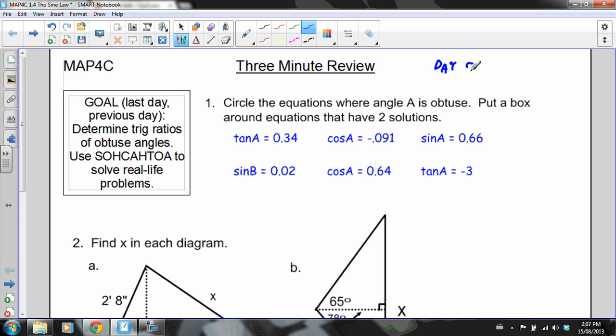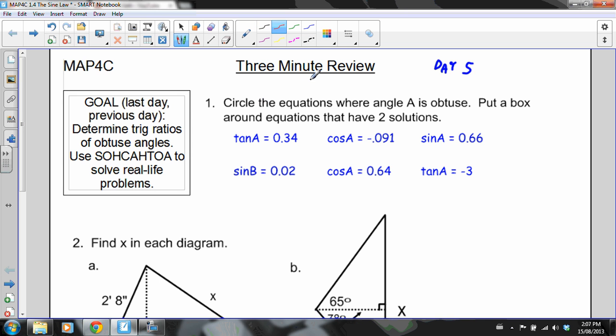What do we say, day 5? We wanted to determine trig ratios of obtuse angles. That's what we were doing yesterday. We were talking about all this strange business about taking sine and cos of obtuse angles. And we're also reviewing some stuff from earlier, using SOHCAHTOA to solve real-life problems. So what have we got here?